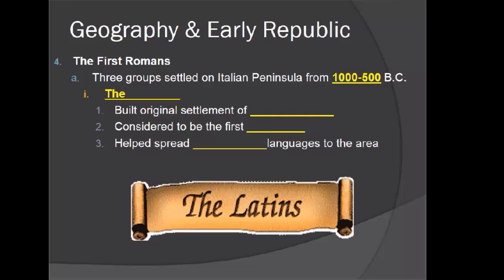So, let's talk a little bit about the history. The first Romans settled on the Italian peninsula around 1000 to 500 BC. Of these, the first group were the Latins. The Latins built their settlement of wooden huts. Not a lot of high technology there, but it worked. They are considered the first Romans of the 3 we're going to talk about. They did help spread Latin-derived languages to the area. Even today, a lot of the words we use in the English language come from Latin words from this particular culture.